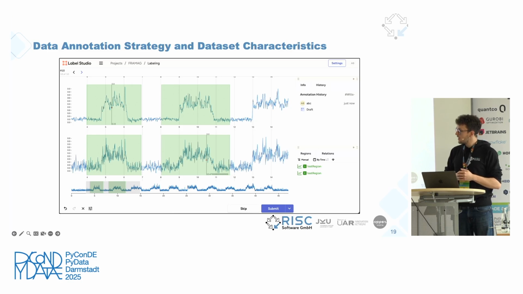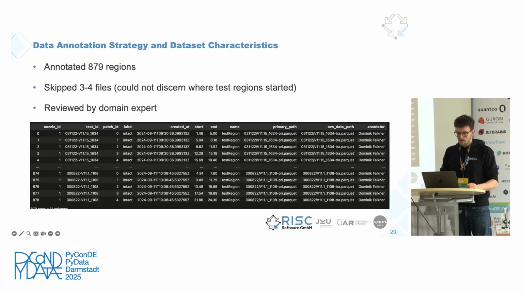Now that was really nice, as you could actually do that with multiple sensors at the time, and you set the test region over one joint time axis. So this was actually really usable and nice for us and the customers. With that, we had annotated about 879 regions. We had to skip a few files because nobody could tell where the test actually started and how it looked like. And this was reviewed by the domain expert, of course.